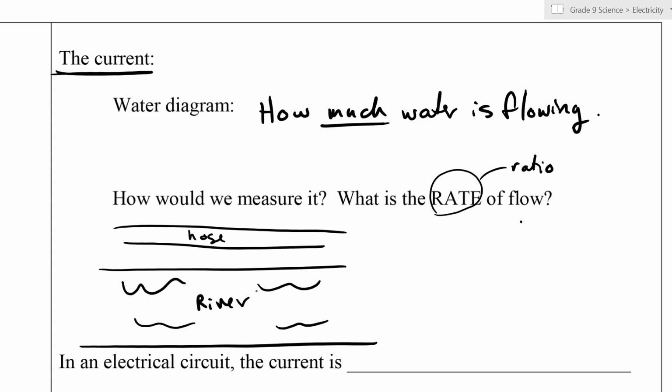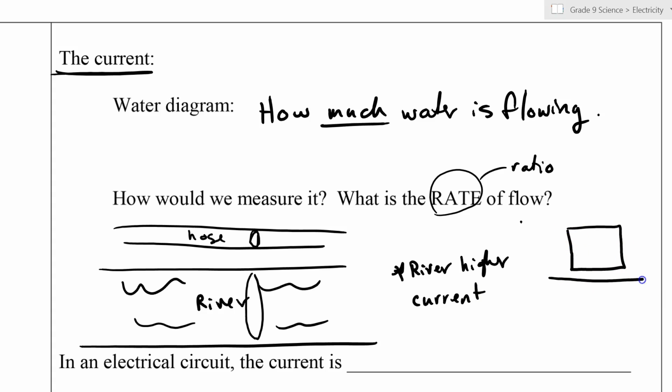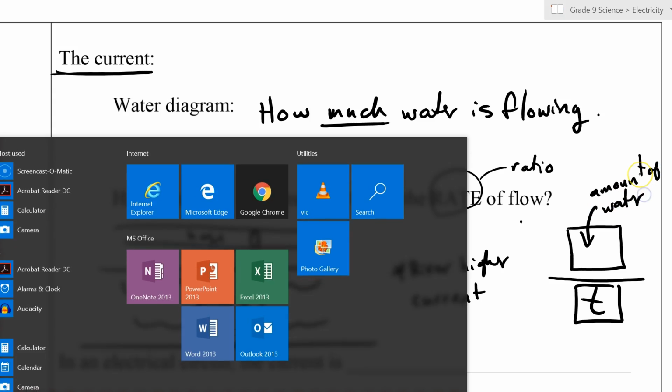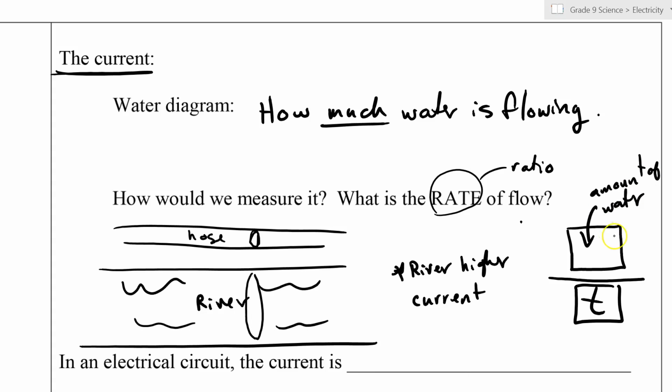I would say that the current in the hose is much less than the current in the river because the river is much bigger. So the river has a higher current, because you take some amount of water and you divide it by time. So this right here is the amount of water, the amount of water per unit of time, whether it be seconds, minutes, hours.